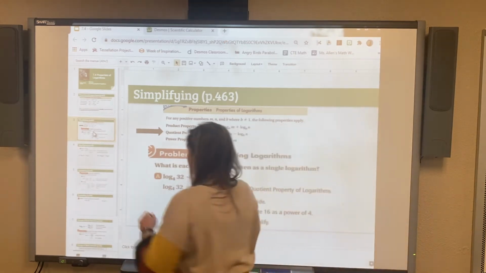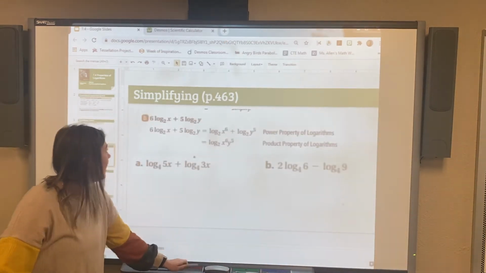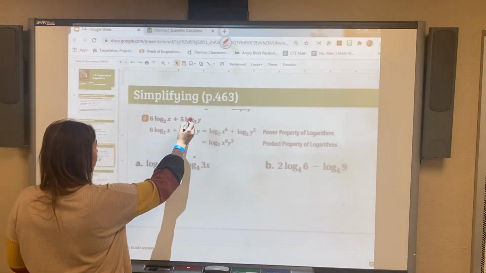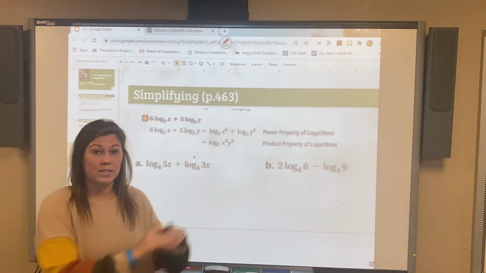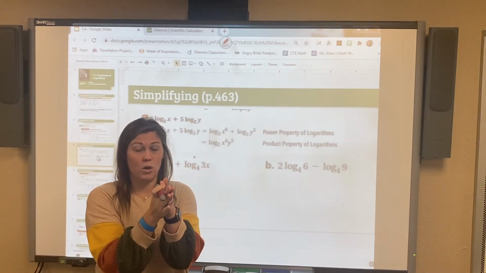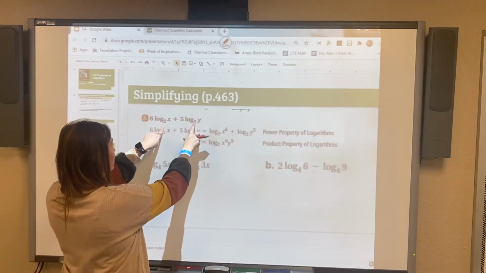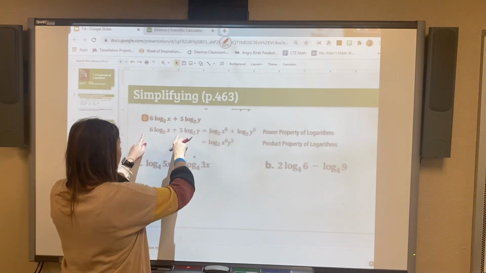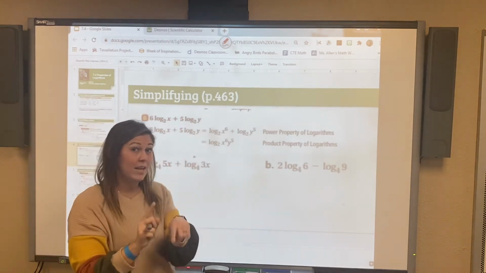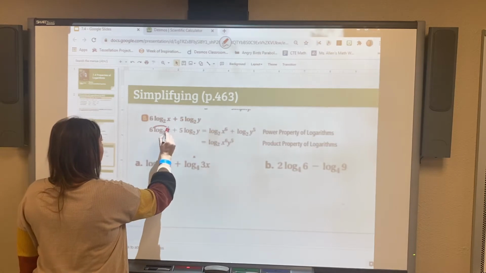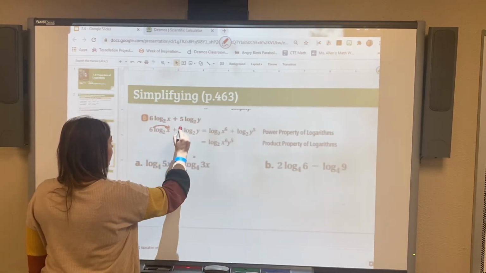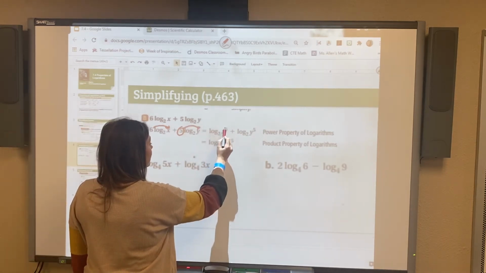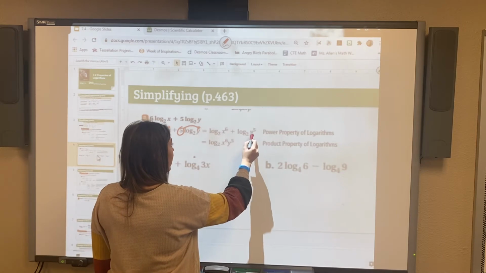So let's look at another example. If we have 6 log base 2 of x plus 5 log base 2 of y, it's expanded, and we're going to put it as a single logarithm. We can do that because they're both log base 2. This 6 out front and this 5 out front are actually exponents. So first, I'm going to take this 6 and rewrite it as an exponent of x, and 5 as the exponent of y. That's what we did here: log base 2 of x to the 6th power plus log base 2 of y to the 5th power.